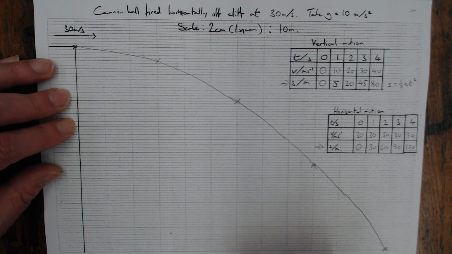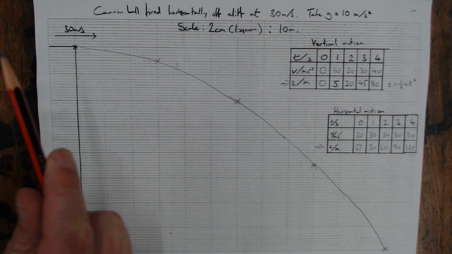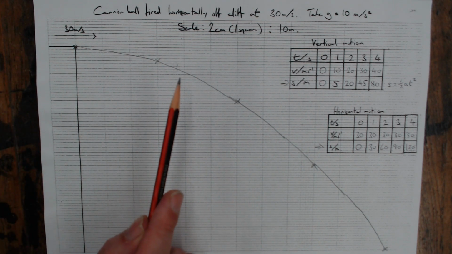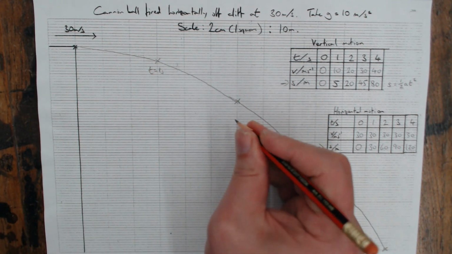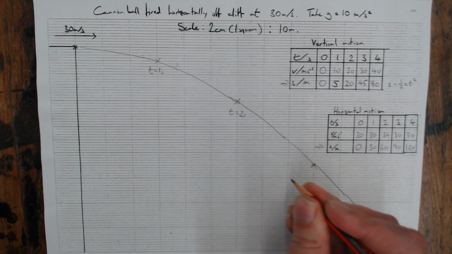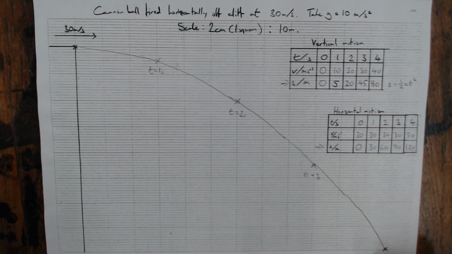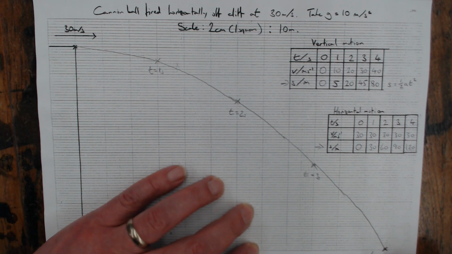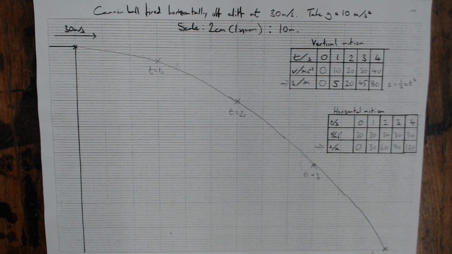Nice. And so what does this curve represent? Well, it represents the path of the cannonball. This is where it is after 0 seconds. This is where it is after 1 second. I'll even draw it: t equals 1 second. This is where it is after 2 seconds, after 3 seconds, after 4 seconds. So the curve represents the path of the cannonball.